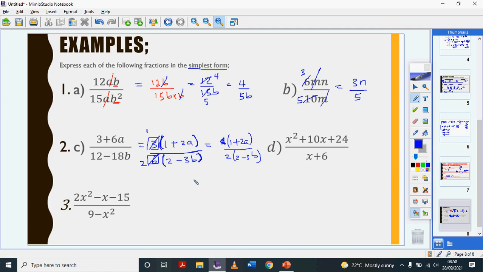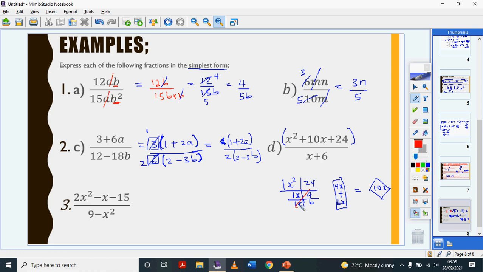Alright, let's go to D. D is this one here. The top is a quadratic expression, and I hope you guys remember how to factorize quadratic expressions. I have 1x squared and I have 24. I can just do the puzzle, and I need it to add up to 10x, right? That's what's in the diamond over there. Factors of 1 are just 1x and 1x. For the factors of 24, I'm going to use 4 and 6, because I'll get 4x here and 6x there, and those two add up to give me 10x.